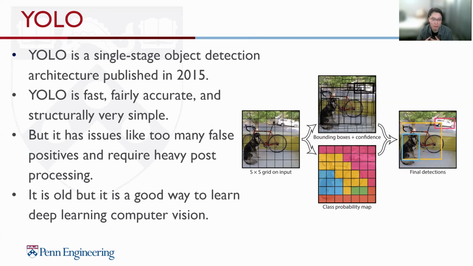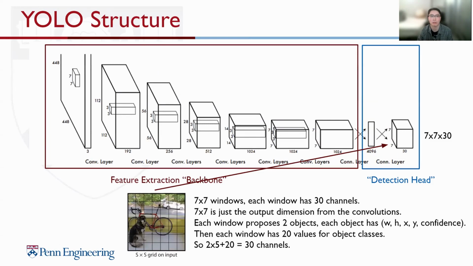YOLO has some issues, like there are too many false positives and it requires very heavy post-processing. It is old, but it's a very good way to learn neural networks in computer vision. So this is the structure of YOLO. This part is the feature extraction part.